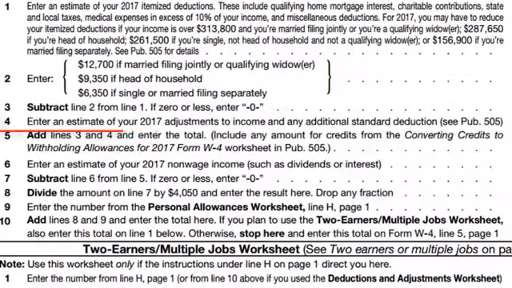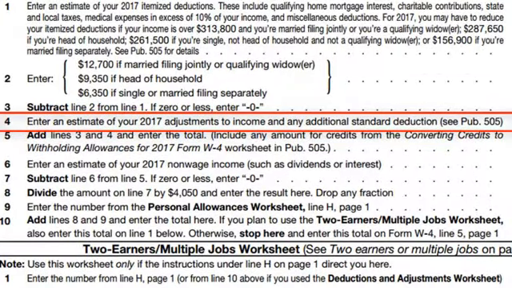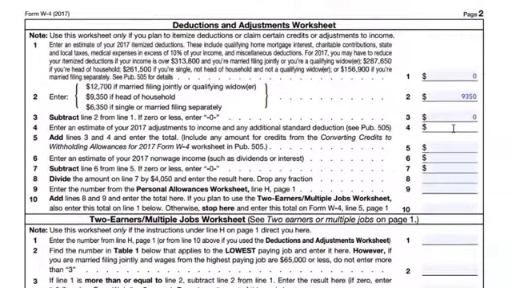Line 4. Enter an estimate of your 2017 adjustments to income and any additional standard deduction. See publication 505. This is where Susan will enter adjustments to income based on business expenses she expects to incur for being in business. Because this is Susan's first year in business, we're going to make a conservative estimate of $4,050.